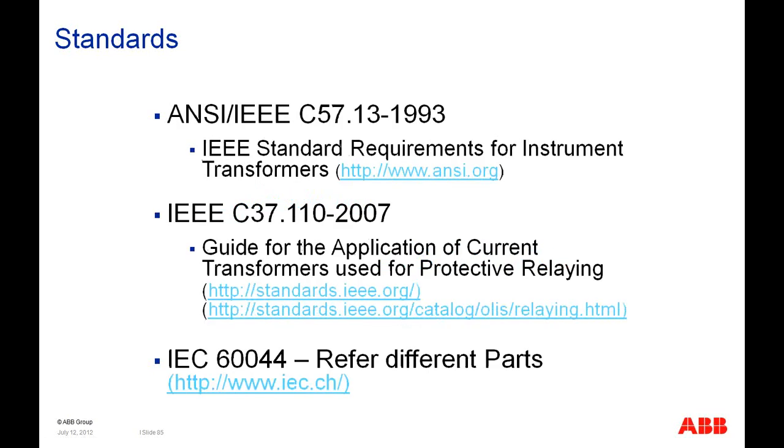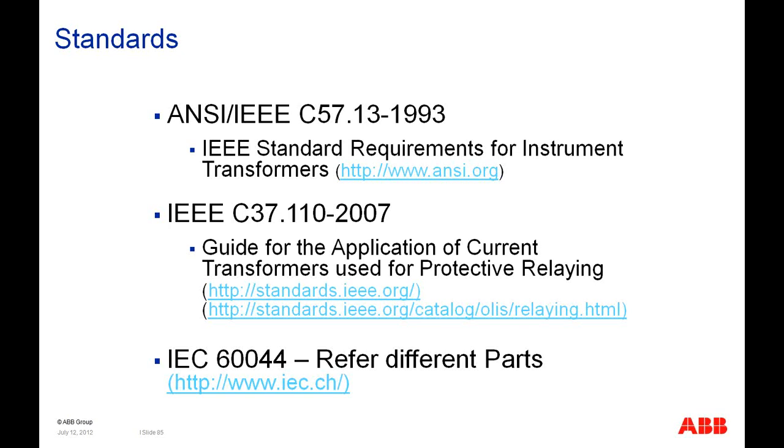Next one is C57.13, the IEEE standard requirements for instrument transformers. This deals with the physical attributes of current and voltage transformers. And then the one that we refer to lots is IEEE C37.110-2007, a guide for application of current transformers used with protective relaying. This is the guide standard that falls under the jurisdiction of the Power System Relaying Committee, the one that we look after and update every 5 years. So this is the latest that we have right now.